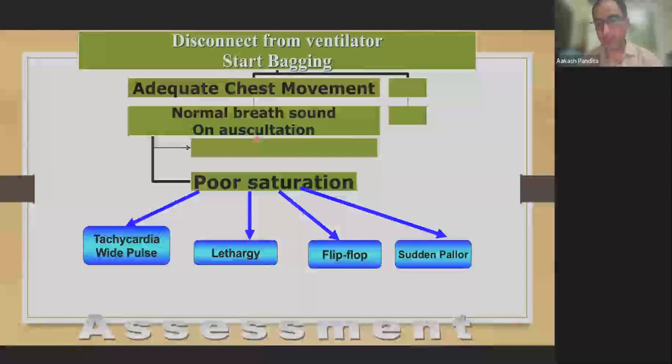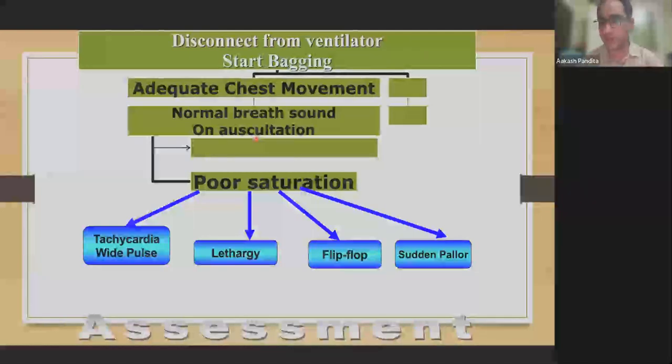If there is a normal breath sound on auscultation but the patient does not improve, then we have to look for other signs. For example, one of the common causes, especially in the preterm, is the ductus, that is PDA, patent ductus arteriosus. Then we have to look for a wide pulse pressure, tachycardia, murmur, or precordial pulsations.